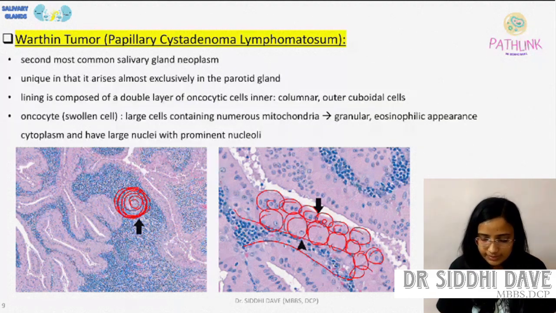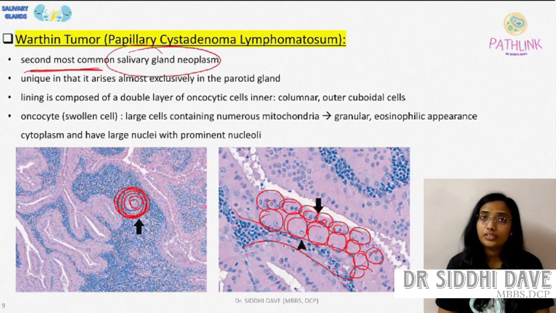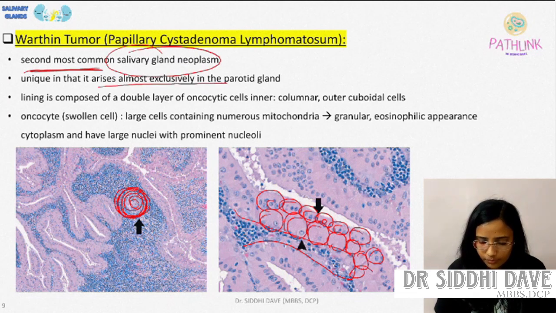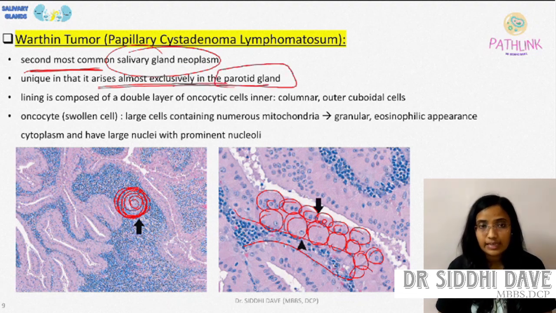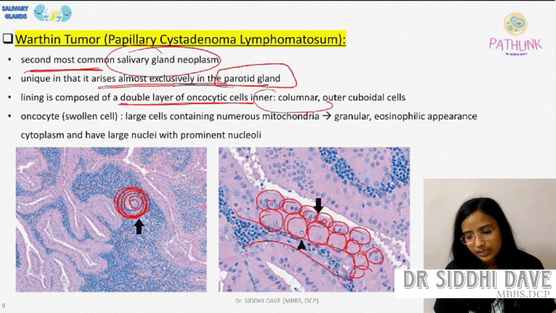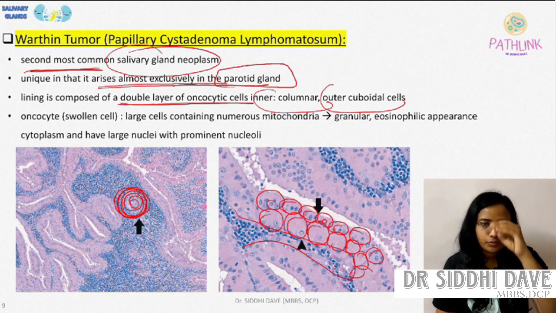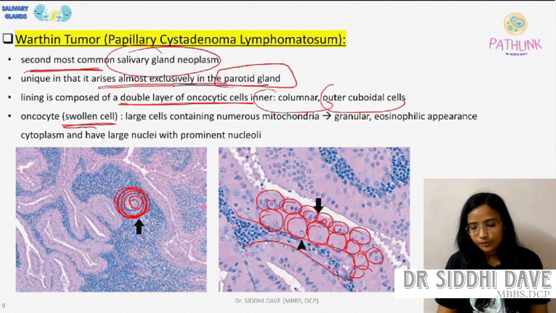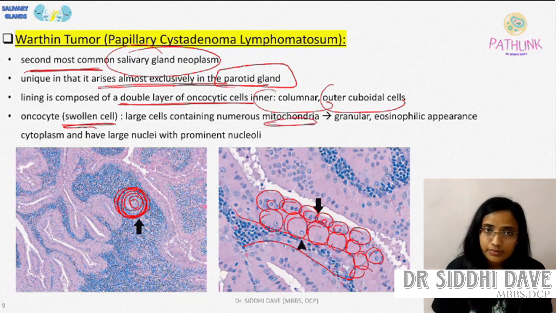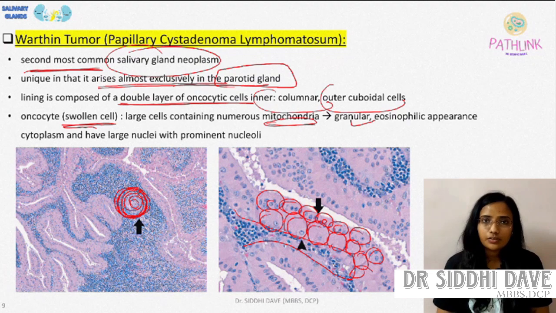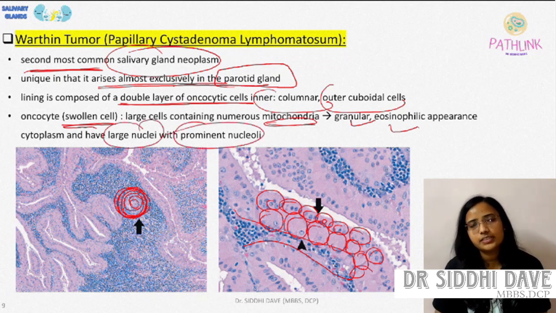Warthin's is the second most common salivary gland neoplasm. Unique is that it almost exclusively arises in the parotid gland, and the lining is composed of a double layer of oncocytic cells. The inner lining is columnar, the outer lining is cuboidal. Then what are oncocytes? This is the basics. An oncocyte is a swollen, large cell containing numerous mitochondria, and it appears granular and eosinophilic on the slide, with large and prominent nuclei.